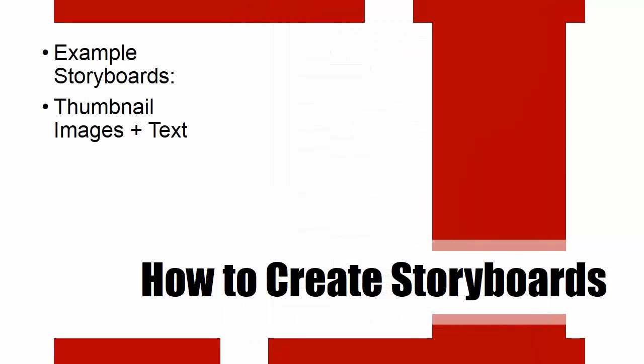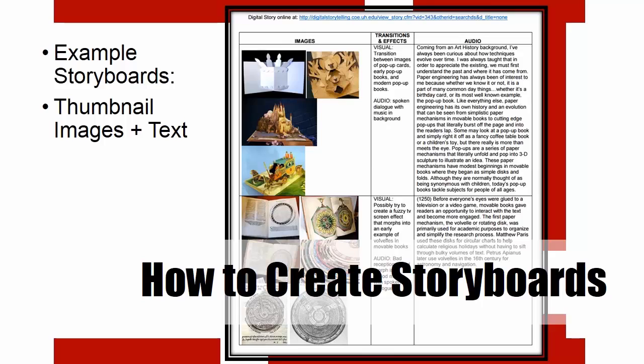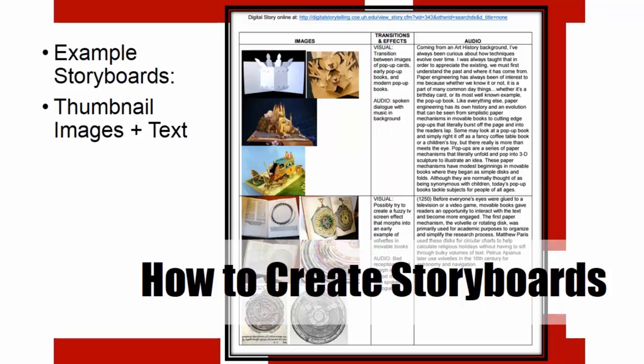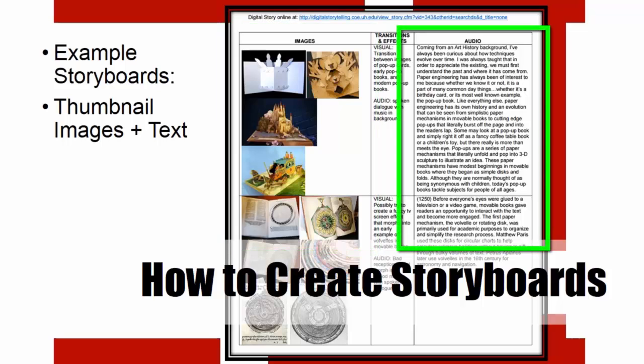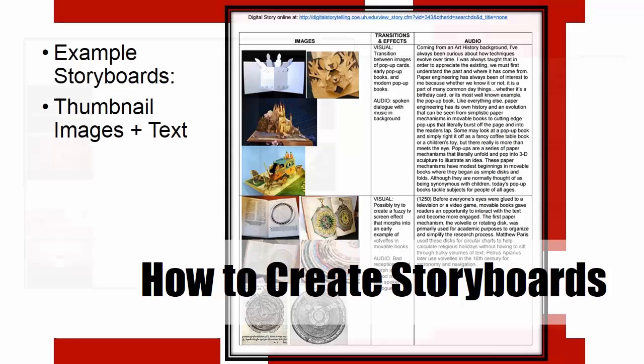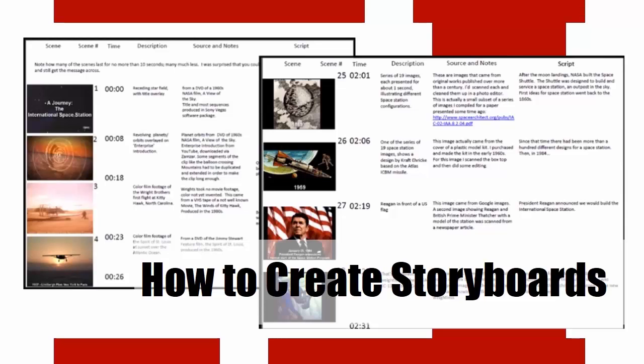You'll find lots of examples of storyboards that include thumbnail images. These are small versions of images that you plan to include in your final version of your story. And it also includes the script that's going to be narrated. And sometimes you can add additional details such as transitions or effects or anything that you want to serve as a reminder of what you'll need as you put your story together. Storyboards can be fairly simple, or they can be much more detailed, as in this example.